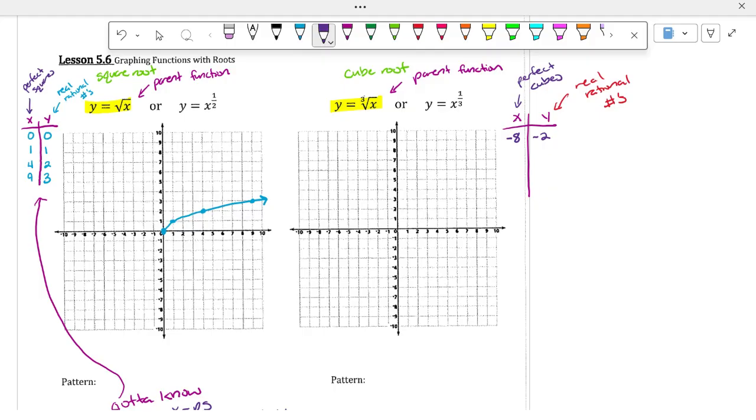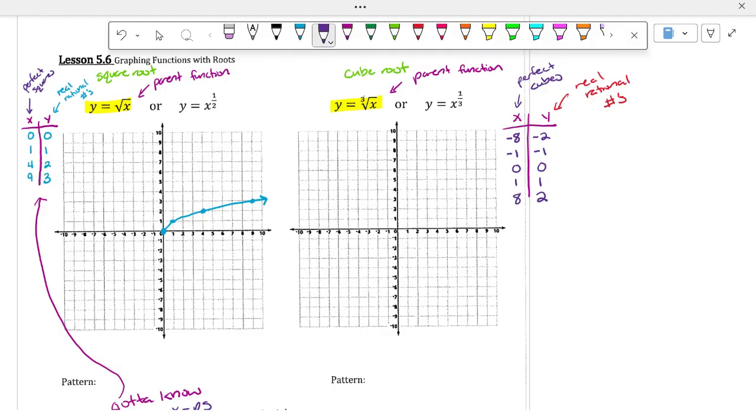What's the next perfect cube down from negative 8? Negative 1. What's the cube root of negative 1? Negative 1. What's the next perfect cube down from negative 1? 0. Cube root of 0. 0. What's the next one? 1. Cube root of 1. Positive 1. What's the last one? 8. Cube root of 8. 2.